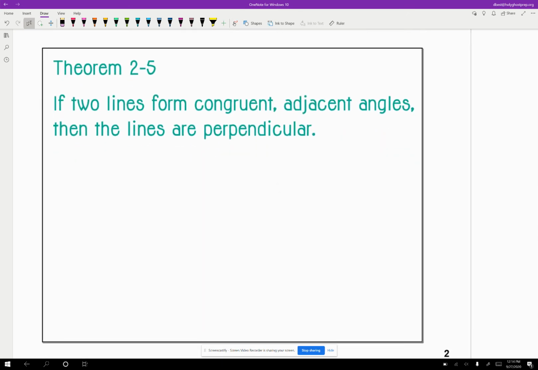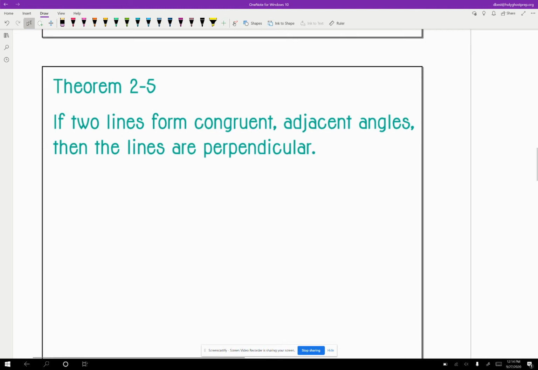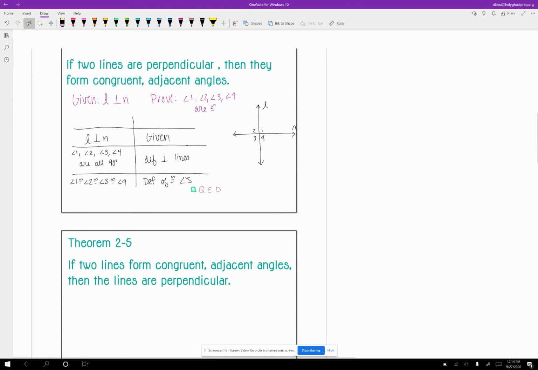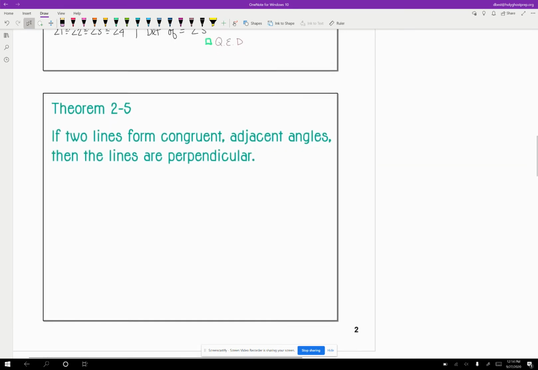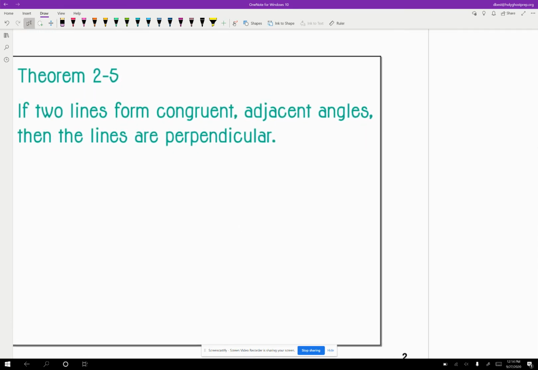Our second theorem says if two lines form congruent adjacent angles, then the lines are perpendicular. Now, if I show you these two theorems back to back and you reread them, how is theorem 2.5 related to theorem 2.4? So this theorem is actually the converse of what we just proved. So this time we are going to start with our angles and work backwards to prove that the lines are perpendicular. In this diagram, I'm going to use my lines L and N again, and I'm only going to label two angles because I think that's all I need.